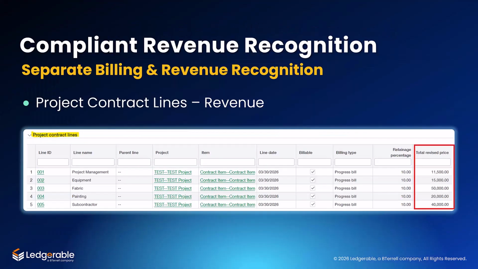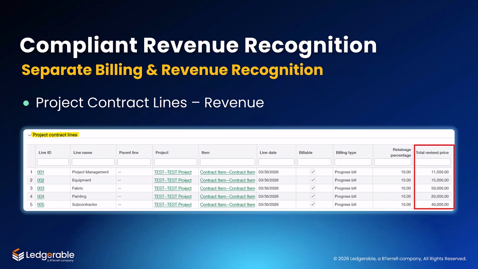All right, another key feature in Sage Intacct is compliant revenue recognition. And one important concept here is that billing and revenue recognition are handled separately. Let me show you how that looks in the system. First, looking at the project contract lines. This is where your revenue is defined. In this example, you can see there are multiple contract lines. For example, the first line ID 001.